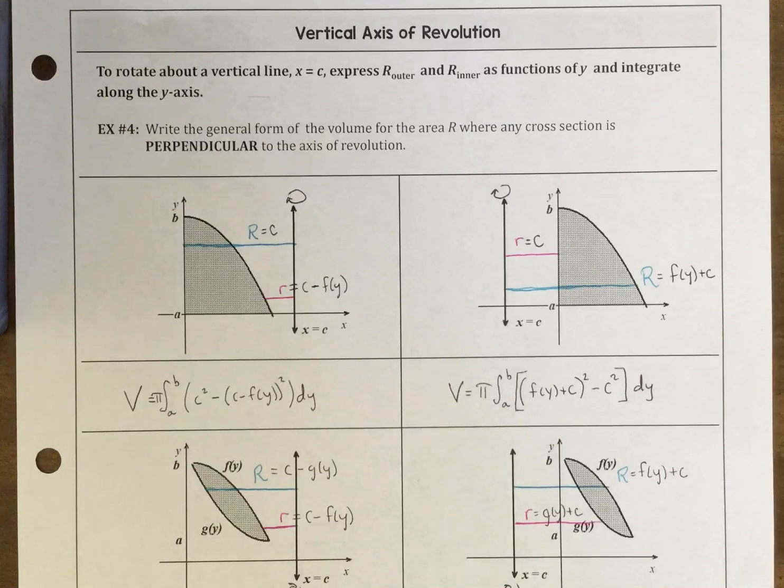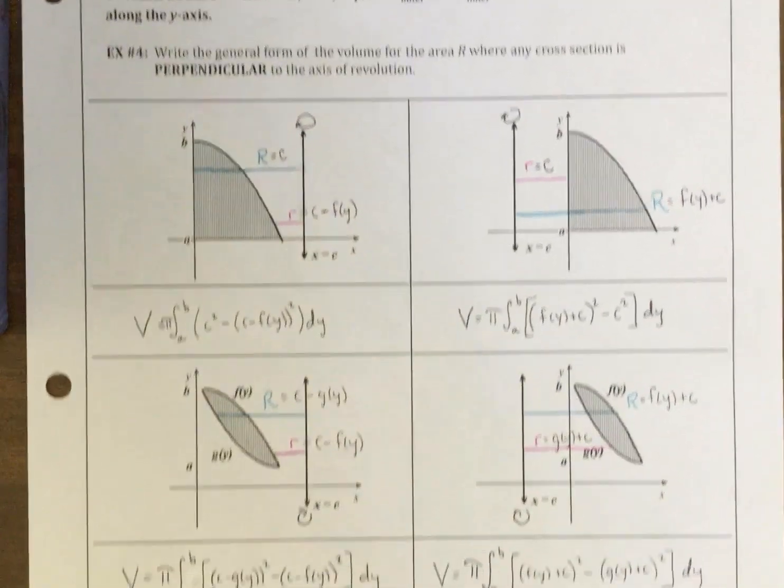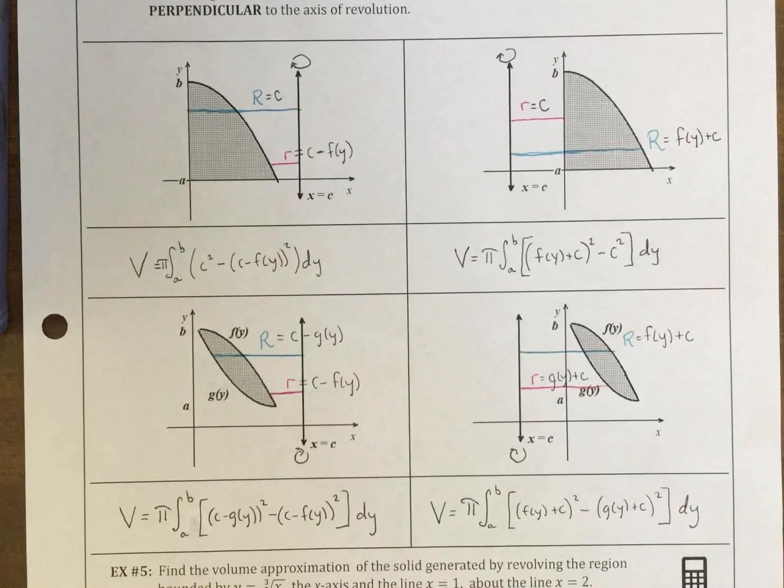All right, and here we are with vertical axes of revolution. So this is where we have discs or washers that are going to be horizontal. So we're going to have horizontal ones happening here. So all of these are always going to be done with respect to y. All right, so let's take a look at some of these general ones.